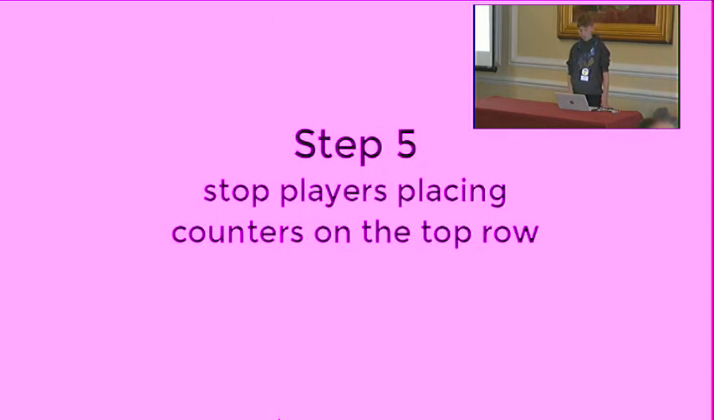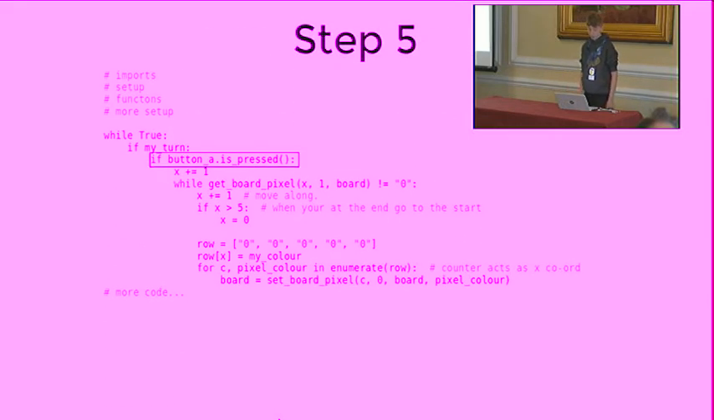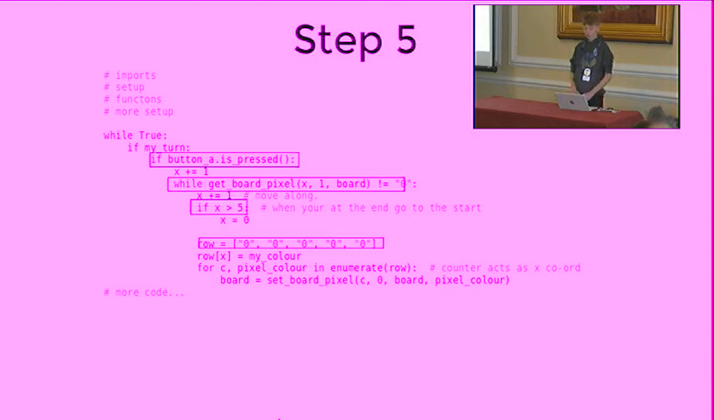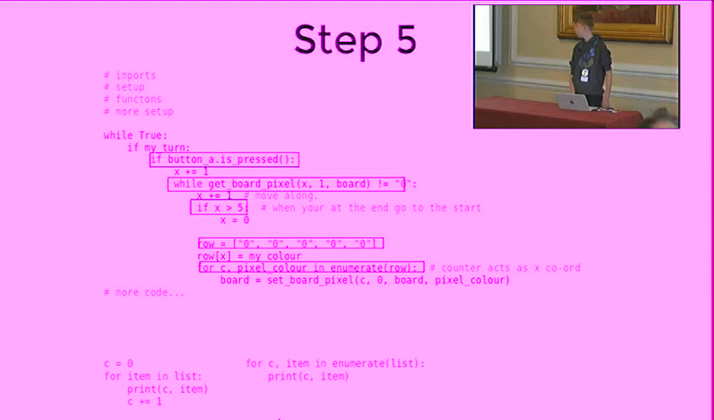So step 5 is stop players from placing counters on the top row, because that's just being reserved for choosing where you want to place your counter. So we simply just put in a while loop there. So we're saying while the counter beneath where you're going has something there, move along another one. And here we just create a list just full of blank characters, which will be the rest of the top row, and we have a for loop just to implement that.